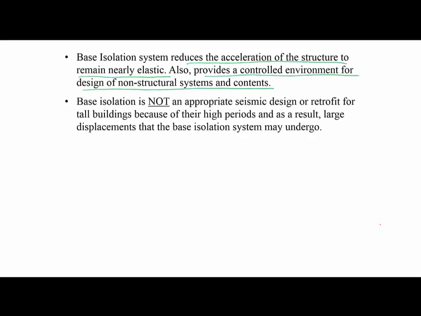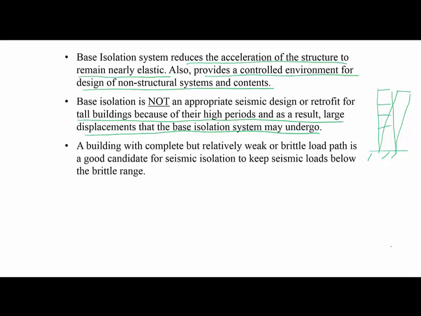The base isolation system is not appropriate for seismic design or retrofit of tall buildings because they have a high period and large displacement. When you have a 20, 30, 40 story building, a base isolation system is not going to be a viable option. If you have a low-rise building, up to 10 stories, base isolation can be a better option. The main reason is that a tall building under an earthquake is going to go through large lateral deformation. You have large movement, and the base isolation system may not be able to handle such large movement of the structure.